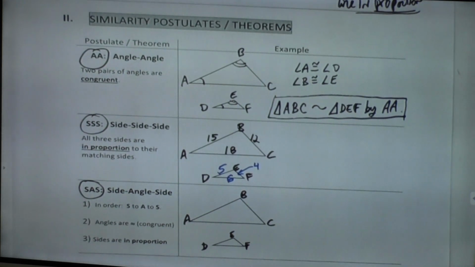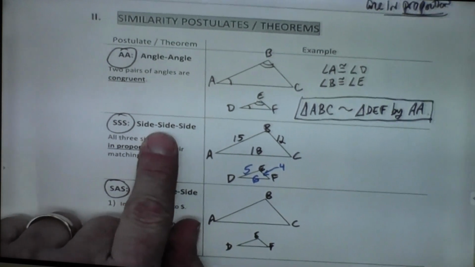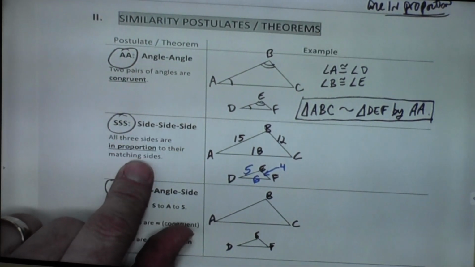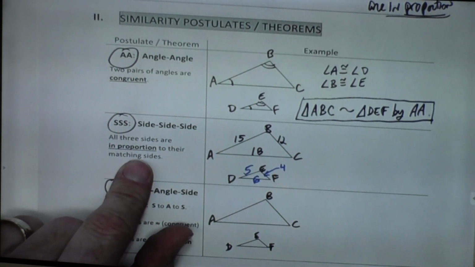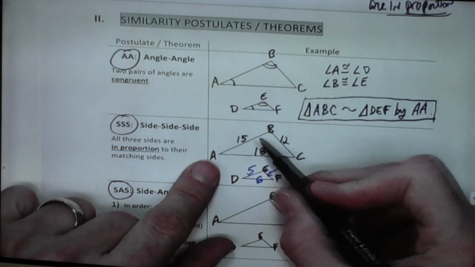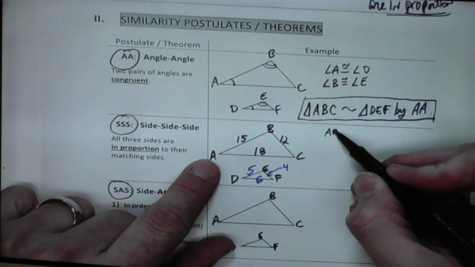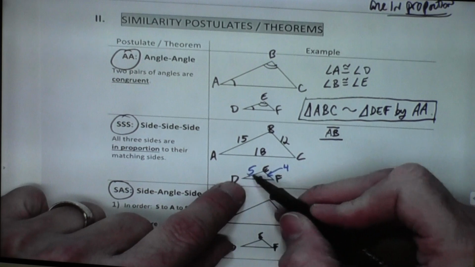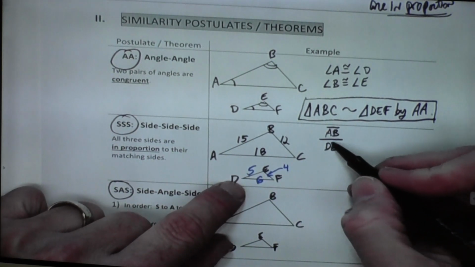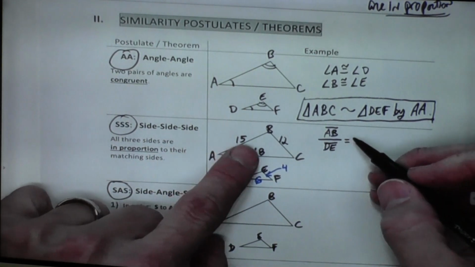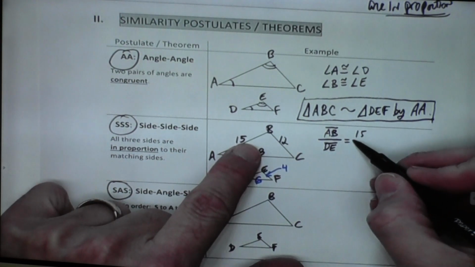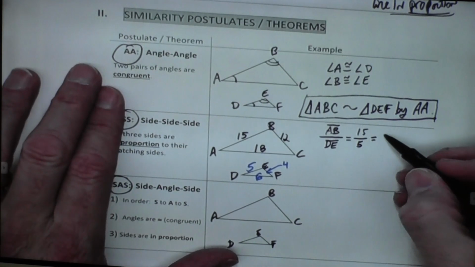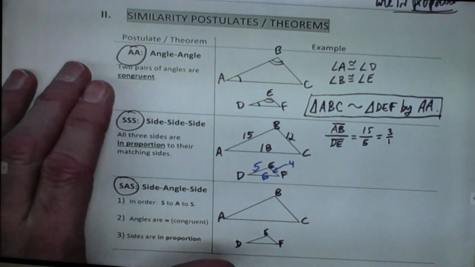So what we do now is, this is a way of proving that they are similar triangles if all 3 sides are in proportion, in the same proportion. So what we're going to do is match up sides. So up here, I'm going to write AB over, the matching one to AB is DE. The amount of AB is 15, and the amount of DE is 5. That gives me a 3 over 1, or a 3.